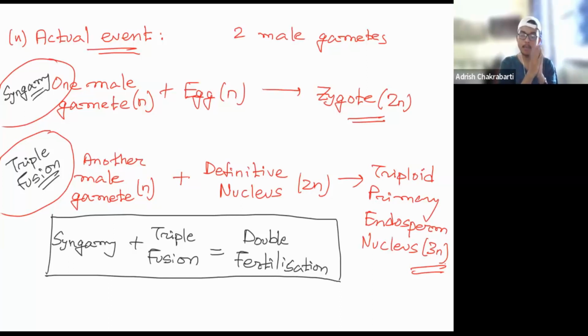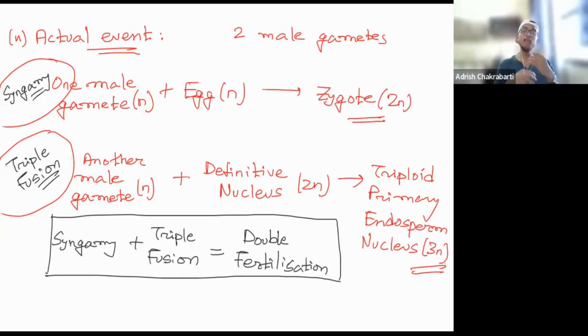In syngamy, what is happening? One of the male gametes, N, is combining, is fertilizing the egg ovum, that is also N, resulting in the formation of 2N zygote. In the case of triple fusion, what are we observing? We have another male gamete N, which is fusing, combining with the definitive nucleus. Definitive nucleus is 2N. So N plus 2N combine to form 3N, which is the triploid primary endosperm nucleus.